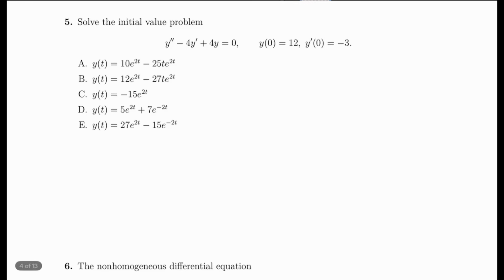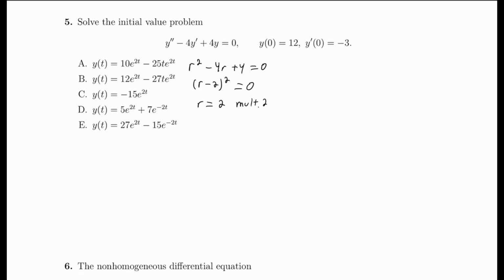Problem number 5 is a pretty typical IVP. We're given our differential equation here and two initial conditions in y and y prime. Let's go ahead and plug in our r's and find our characteristic equation. We'll get r squared minus 4r plus 4 is equal to 0. That factors nicely into (r minus 2) squared is equal to 0, and that gets us r is equal to 2 with a multiplicity of 2.